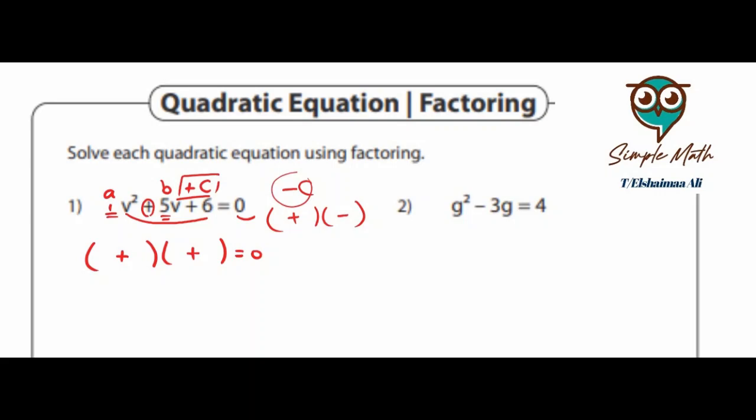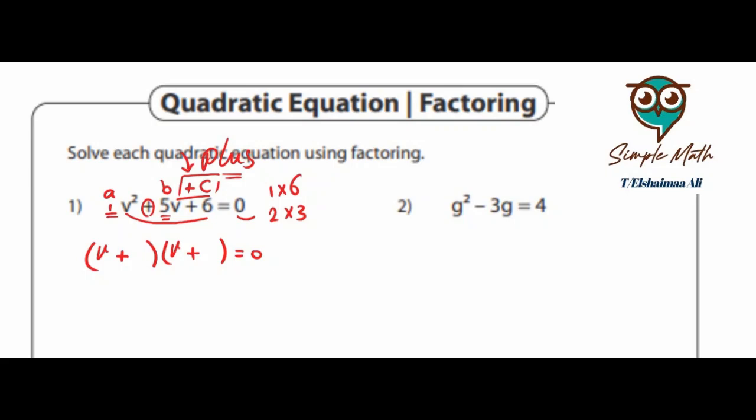Then we have v squared, which means v times v, and we have positive 6 here. So let's get the factors of 6. It's 1 times 6 and 2 times 3. So what is the number that we are going to choose here? If we choose 1 times 6, because we have positive c, we need to add these two numbers together.